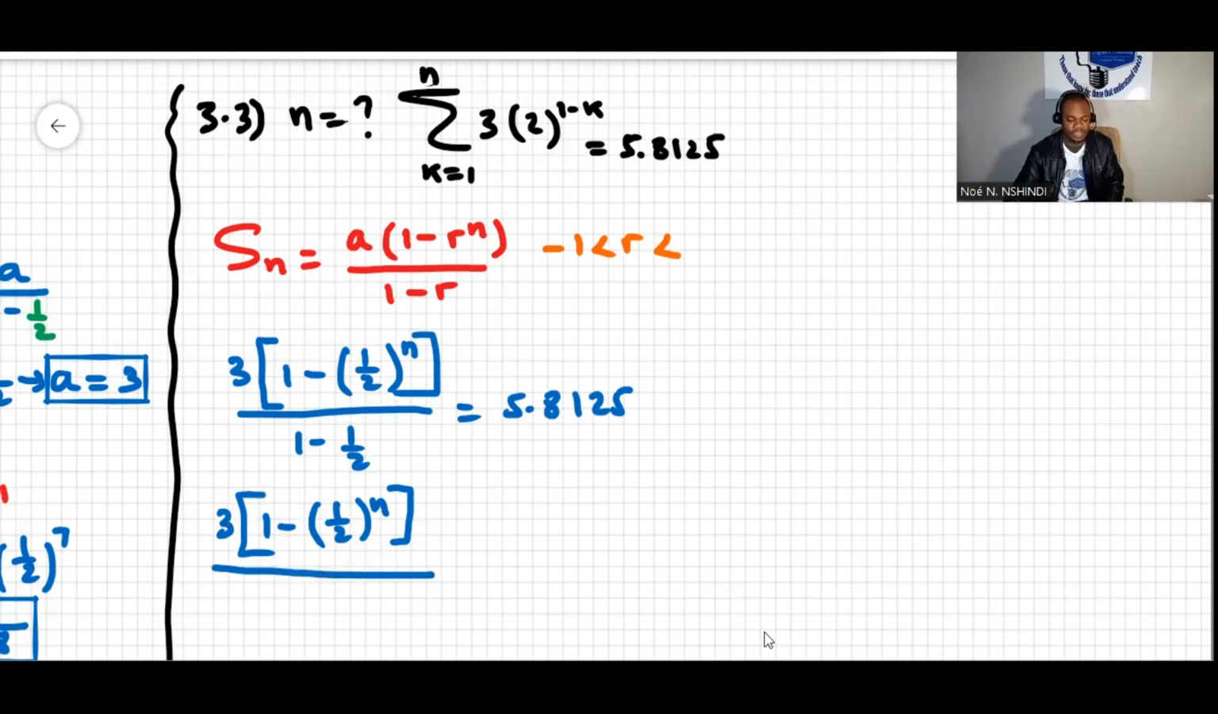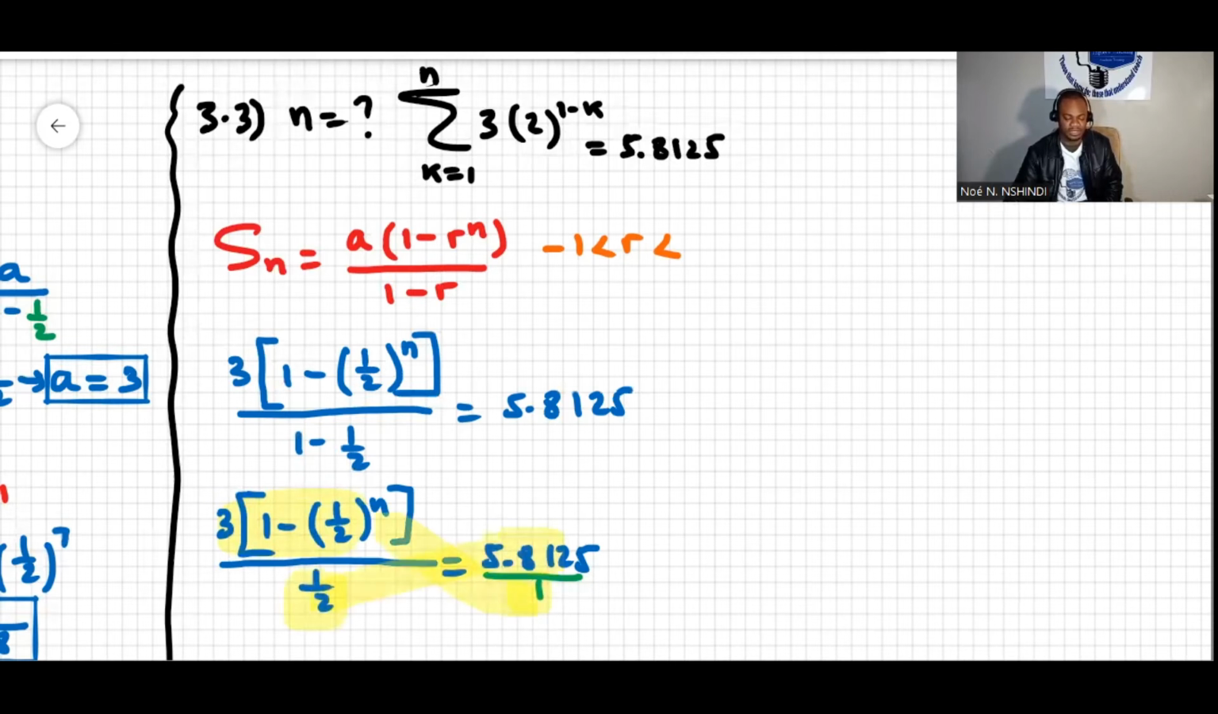I'm just trying to show my fraction line a bit accurately. Over a half, equal to 5.8125. And then over here, there's a denominator of 1. So we can cross multiply: whatever is here times 1 here, and this also times that.